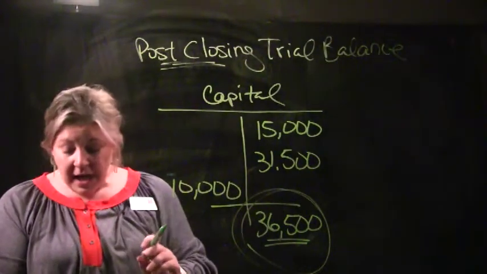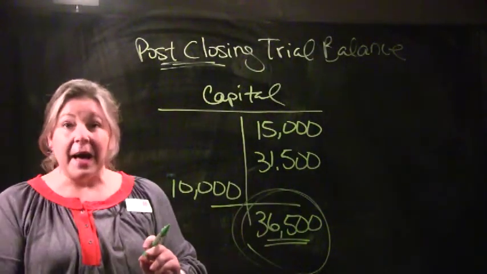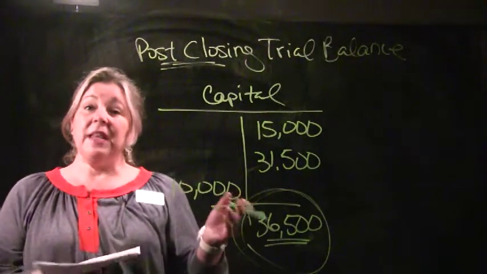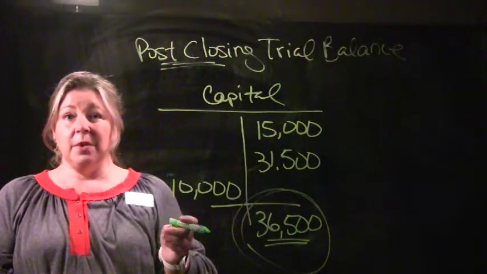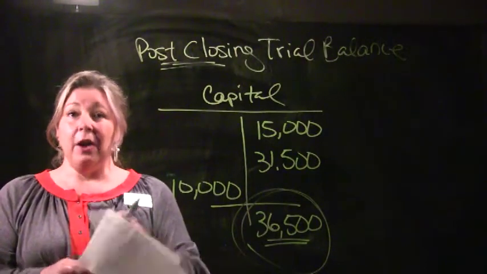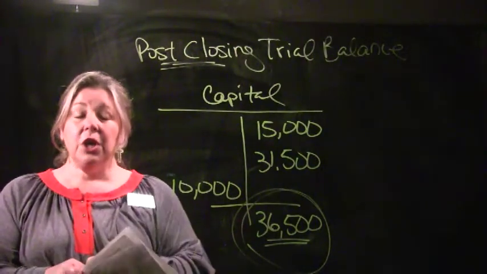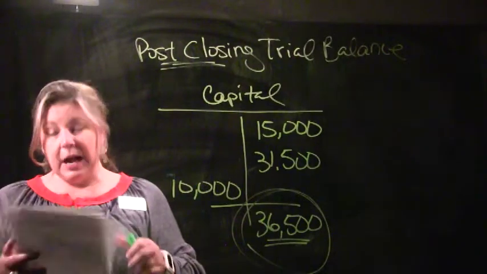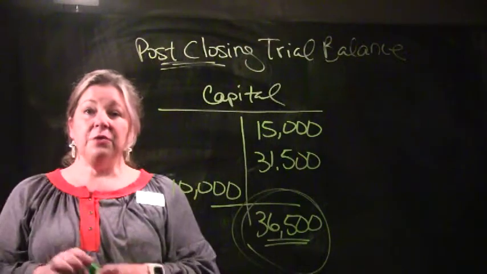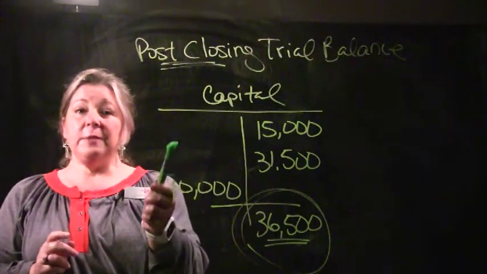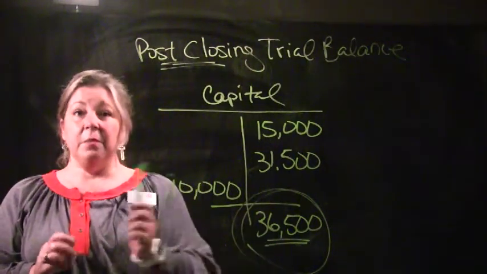So remember, our trial balances, we do 3 different ones and the names change, but what we're doing each time is the same. We're just copying our account balances from our ledger to make sure that our debits and our credits equal. Just don't forget, on that post-closing, you have to always make sure you're using this updated number for your capital.